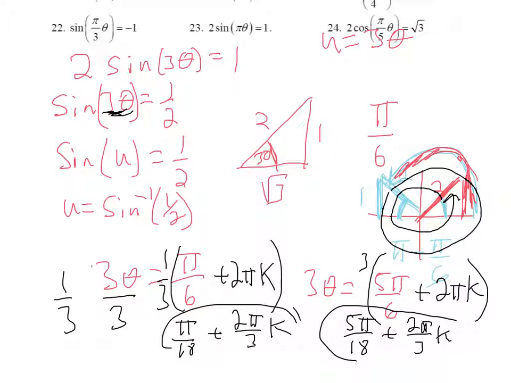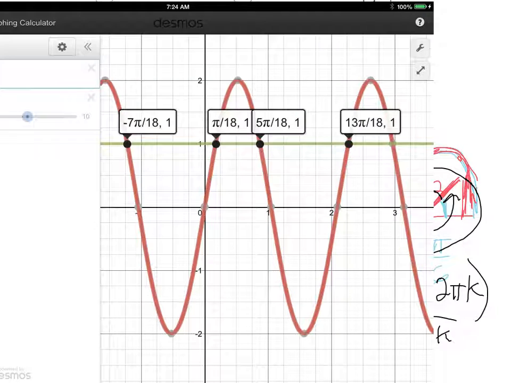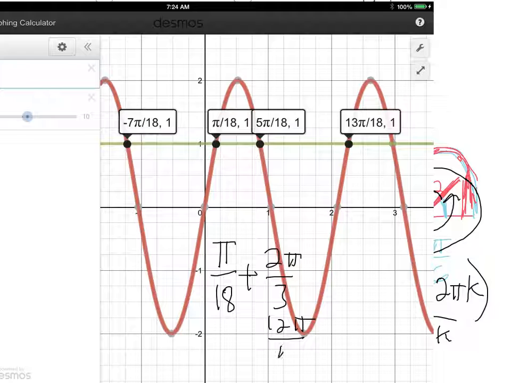And if I were to bring back that photograph of the graph, here's the pi over 18 answer, and if we add 2 pi over 3, so we take pi over 18 plus 2 pi over 3, well, I'd have to get common denominators. That would be 6, so that's going to be 12 pi over 18. Well, 1 pi over 18 plus 12 pi over 18 is 13 pi over 18. So that's the next time it goes around.